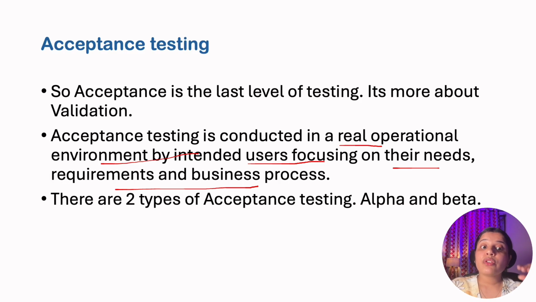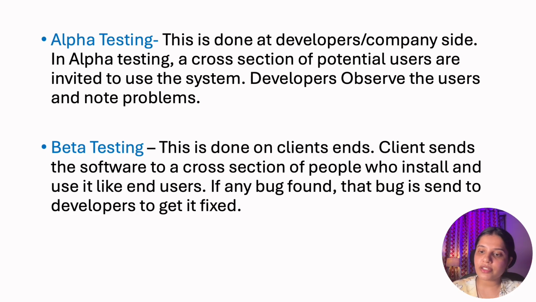So now there are two types of acceptance testing: alpha testing and beta testing. So let's first cover alpha testing. Alpha testing is basically done on the developers' or company's side. Okay, so the company themselves find some potential users and invite them to use their system. They tell them, please come and use this system like a daily user, or you can say an end user, and just let us know whatever issues you are facing.